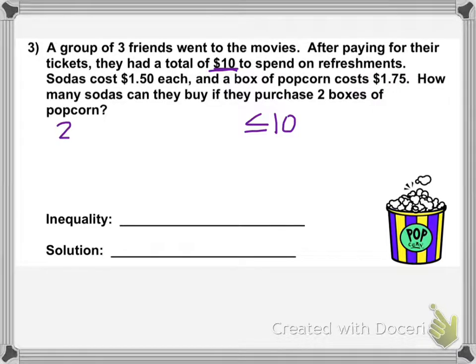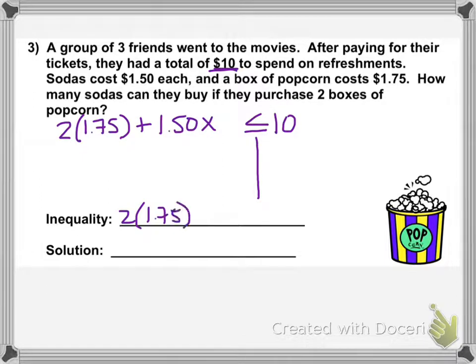Well, 2 times a box of popcorn, which is $1.75, plus $1.50 per each soda, we'll call sodas X's, will help us to figure out how many sodas they can buy. So let's go ahead and solve this inequality. Let me write it down right here. 2 times $1.75 plus $1.50 times X is less than or equal to $10.